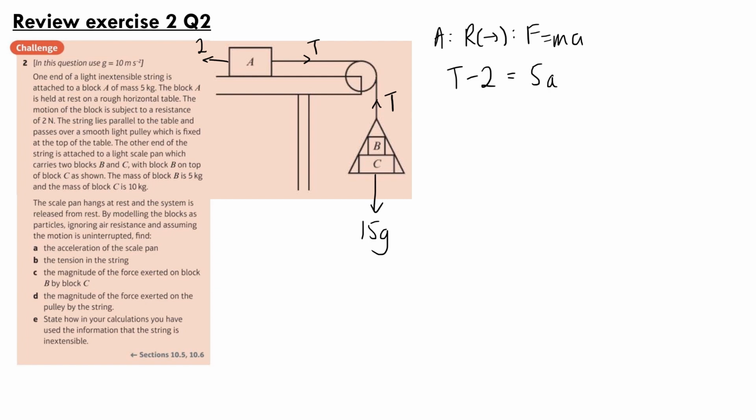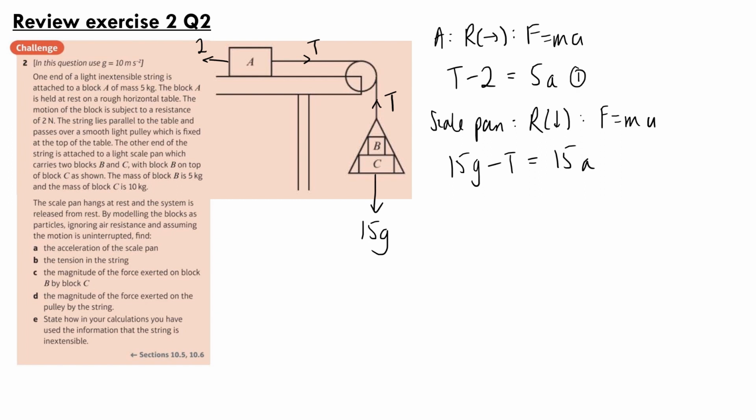And doing the same for the scale pan, if we look at it as a whole, resolving downwards, we have that F is equal to ma again. So we have 15g minus T is equal to 15a. Now if we add these two equations together, let's label this one 1 and this one 2, adding these equations together, we have 15g minus 2 is equal to 20a.